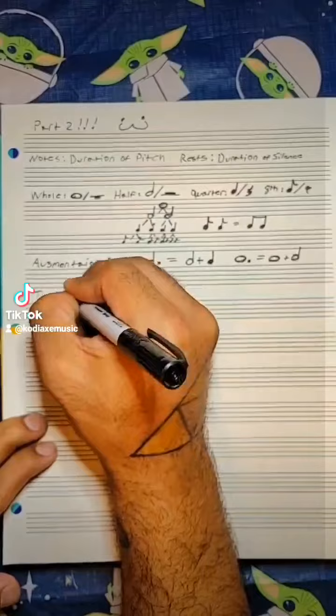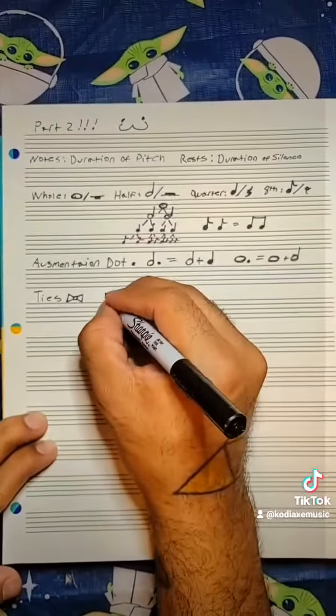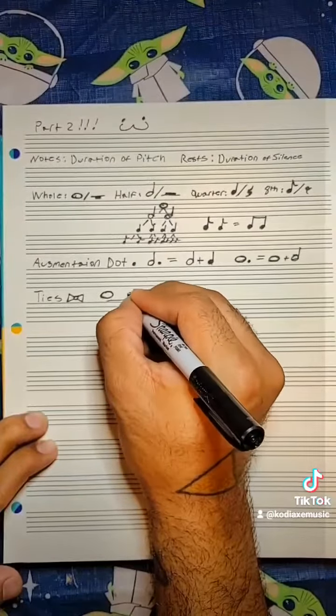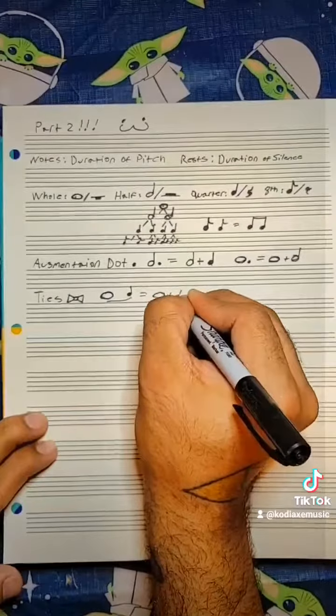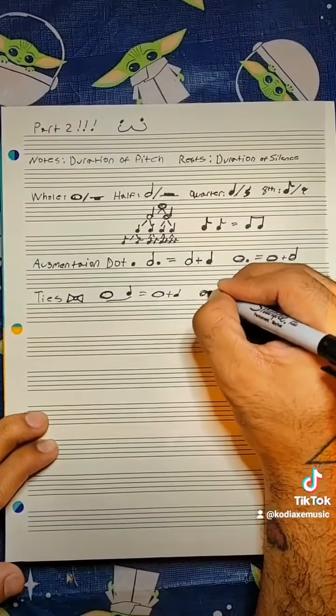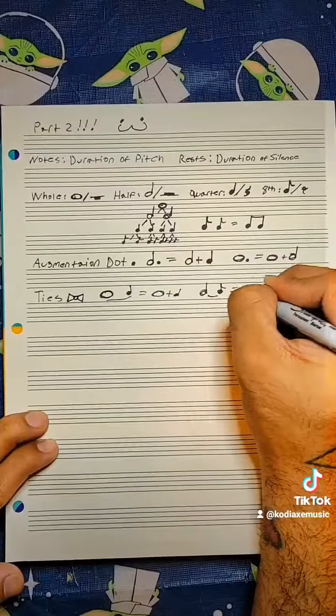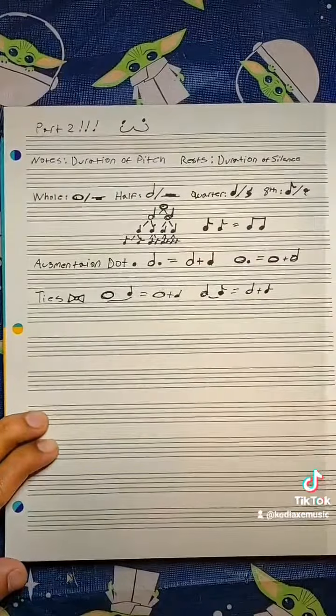Now what ties do is that they combine 2 notes into one single duration. If I have a whole note tied with a quarter note, that value would just be a whole note plus a quarter note. If I have a half note tied with an eighth note, the value would be a half note plus an eighth note.